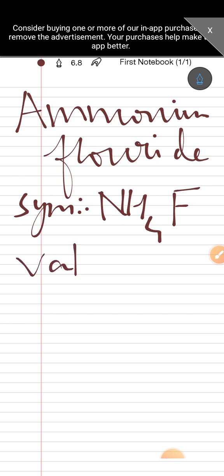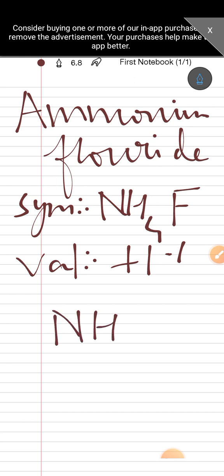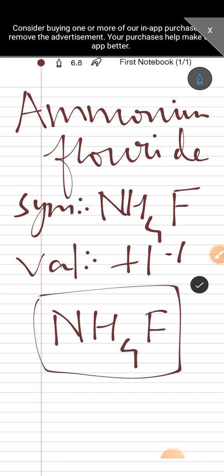Now talking about the valency, ammonium has plus 1, and fluorine, because it belongs to group 17 in the periodic table, so all the group 17 elements have minus 1. So crisscross the valency, the formula of ammonium fluoride is going to be NH4F. Here, if you observe, valency is plus 1 minus 1, right? So it is neutralizing. So hence the formula of ammonium fluoride is NH4F.